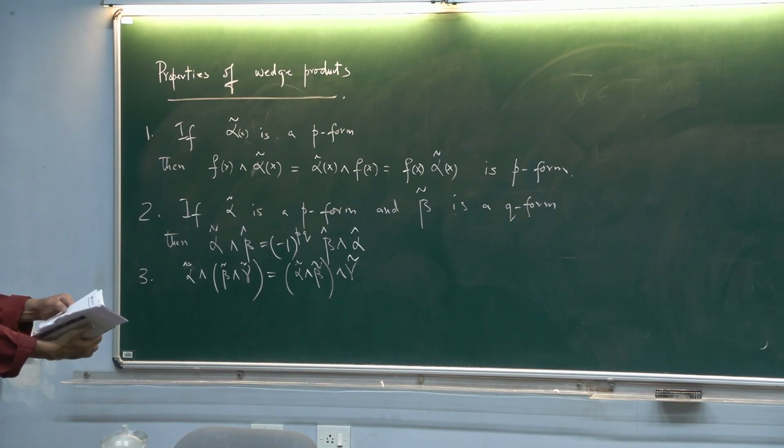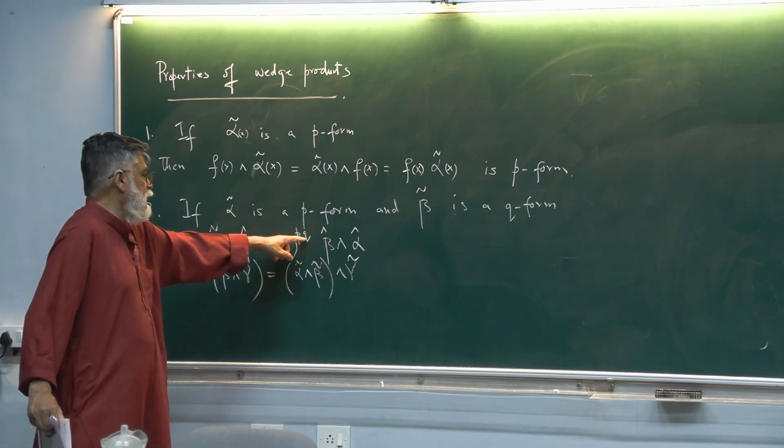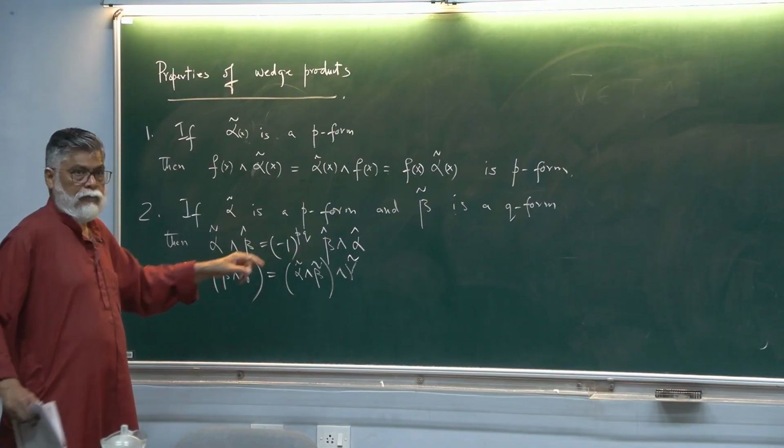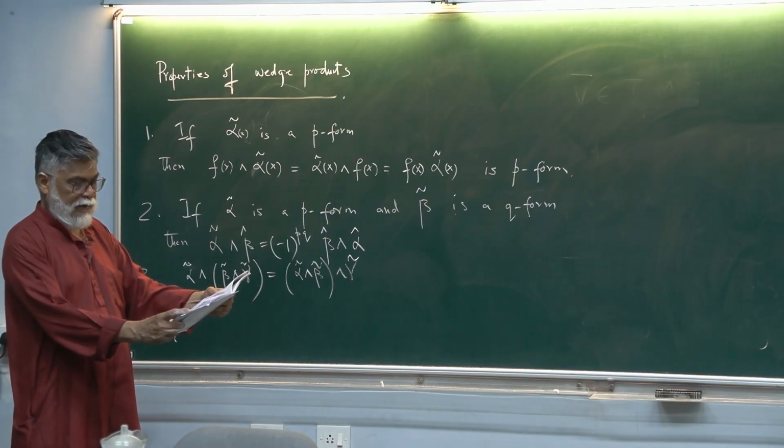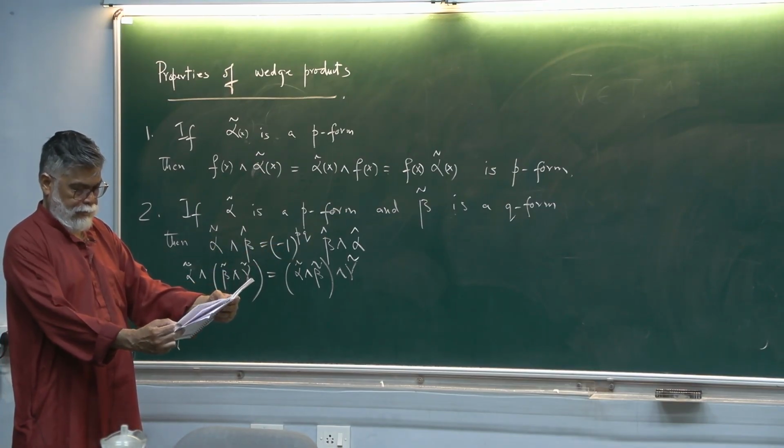So let me see. Alpha wedge beta, where alpha is a p form and the other is a q form, is it minus 1 raised to p times q? That is, p is a number, q is a number, its product p into q. Let's see which are the other properties which are very important.